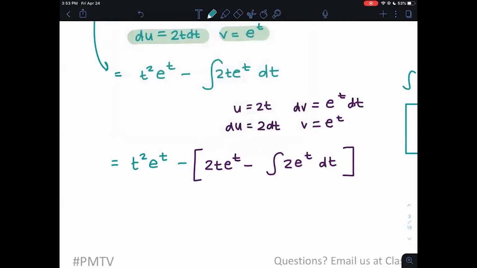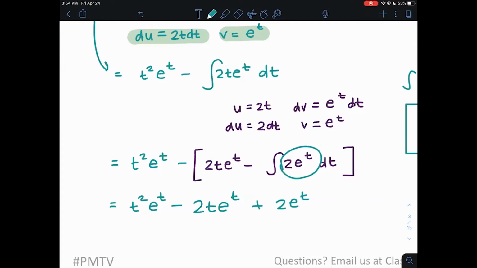All right, so now when we go through this last line here, or almost last line, t squared e to the t minus 2t e to the t. And now I'm going to integrate this. When I integrate this, I get 2 e to the t. I'm going to subtract that negative. So I will end up with plus 2 e to the t.